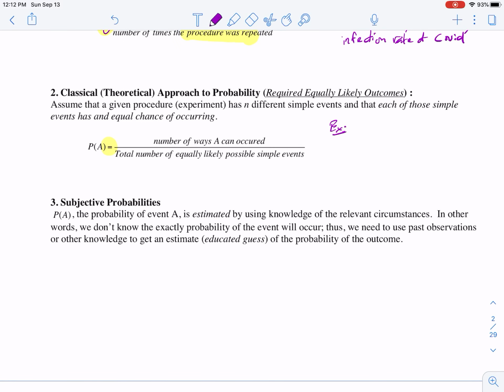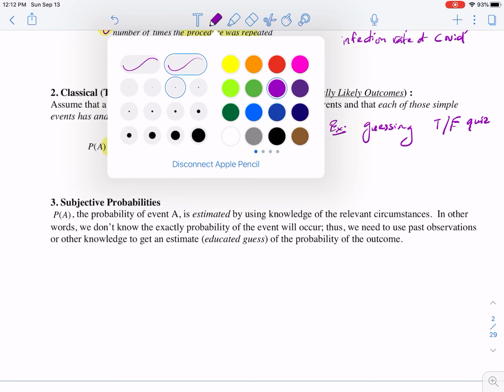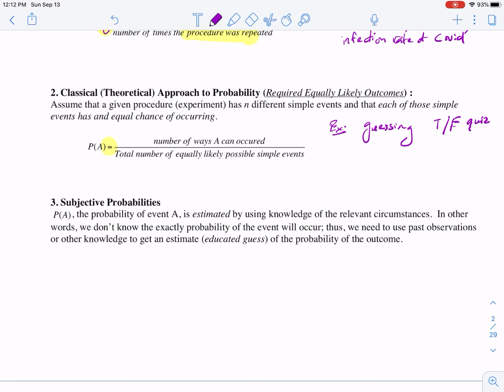Okay. An example of this would be guessing on a true false quiz or exam. Right? If a quiz contains 5 questions and each question is true or false, when you guess the correct choice, each of those outcomes has an equal chance of happening, right? Or the other example we used earlier already is giving birth, or picking a card from a deck of 52 cards.